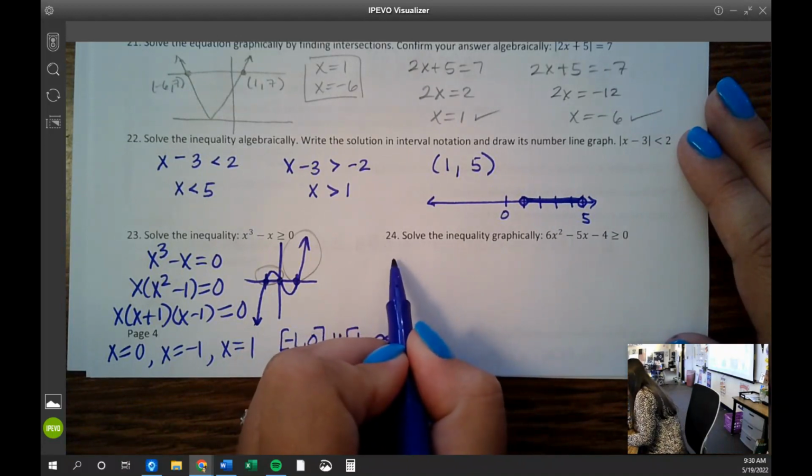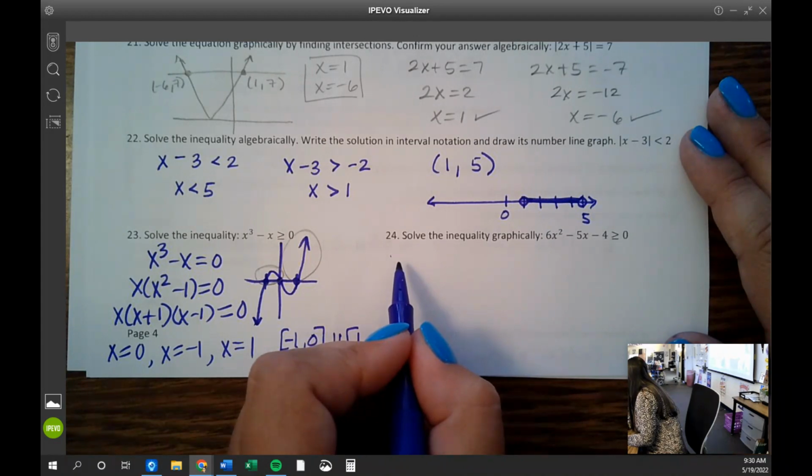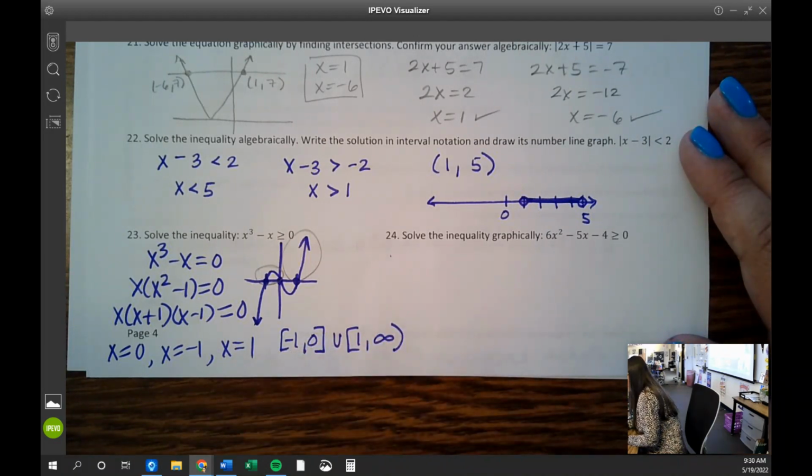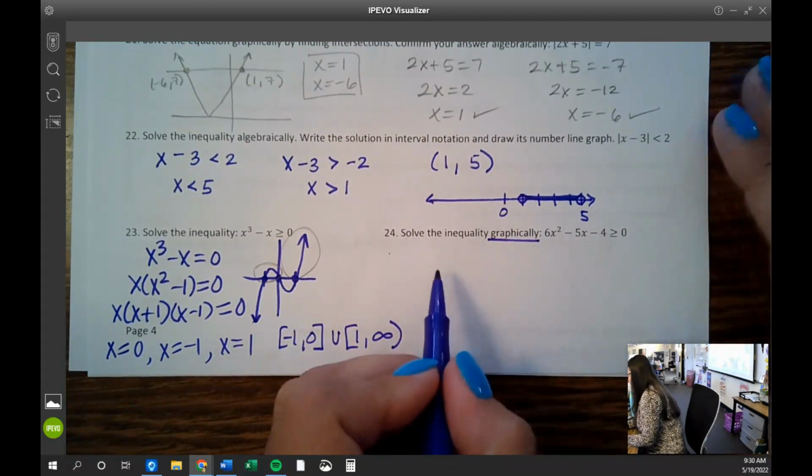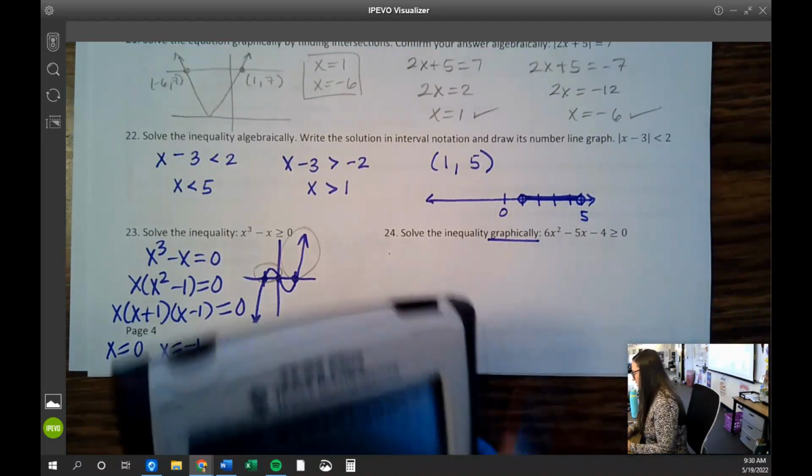I don't know. Is this factorable? Did anybody try to? You didn't try to factor it? Did you do the quadratic formula? Oh, you graphed it. Nice. Oh, it says graphically. Nice. Okay. So yeah, let's just punch it into the calculator.